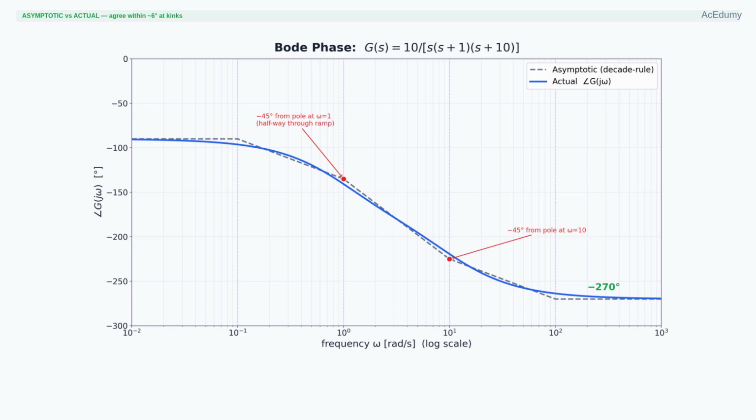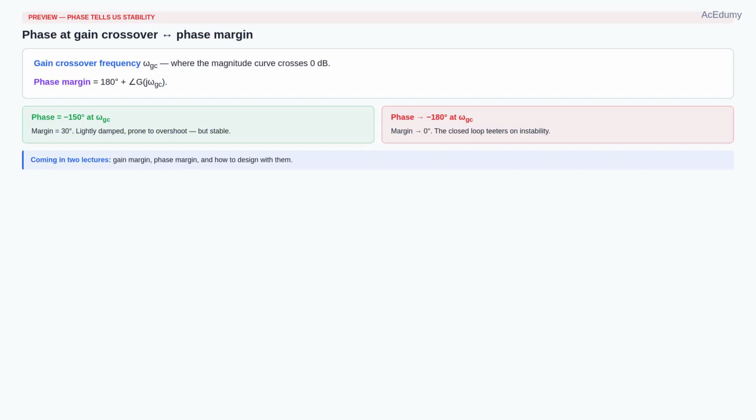How accurate is the asymptotic phase? Quite accurate, but a bit looser than magnitude. The actual phase curve is smooth, and the deviation from the straight line ramps can reach about 6 degrees at the kink points, where the ramp meets the flat asymptote. For complex conjugate pairs with low damping, the deviation can be much larger near the natural frequency. The phase swings rapidly through 180 degrees in a narrow band. For most engineering work, choosing a controller, finding gain crossover frequency, reading phase margin, the asymptotic phase plot is more than enough. One application worth previewing.